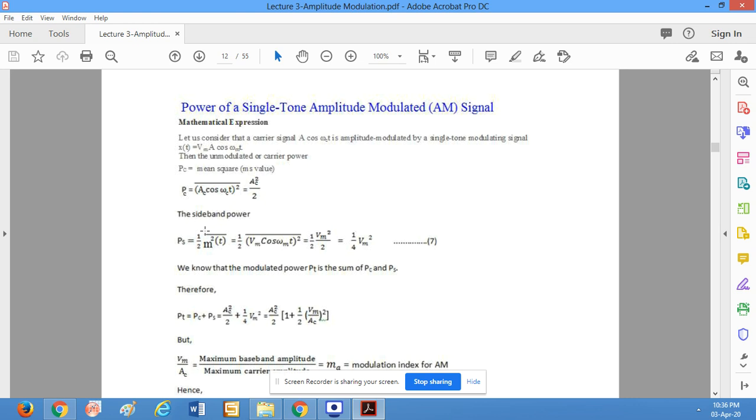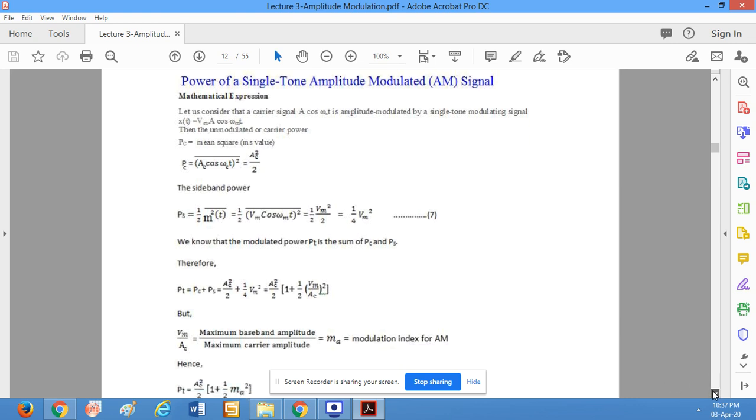Then we calculate the sideband power. The sideband power Ps is given as half of the average value of m square of t. Solving this again, we get 1 by 4 Vm square, using equation 7.